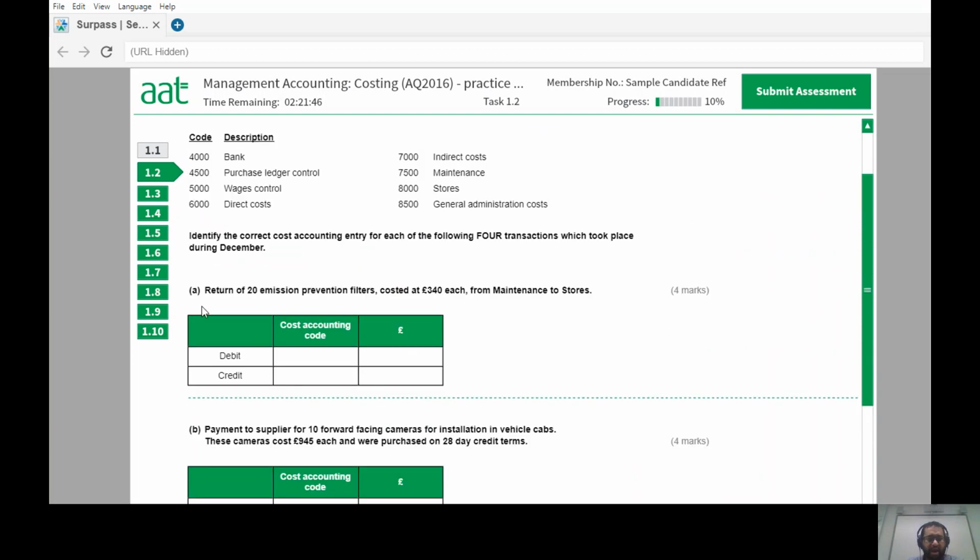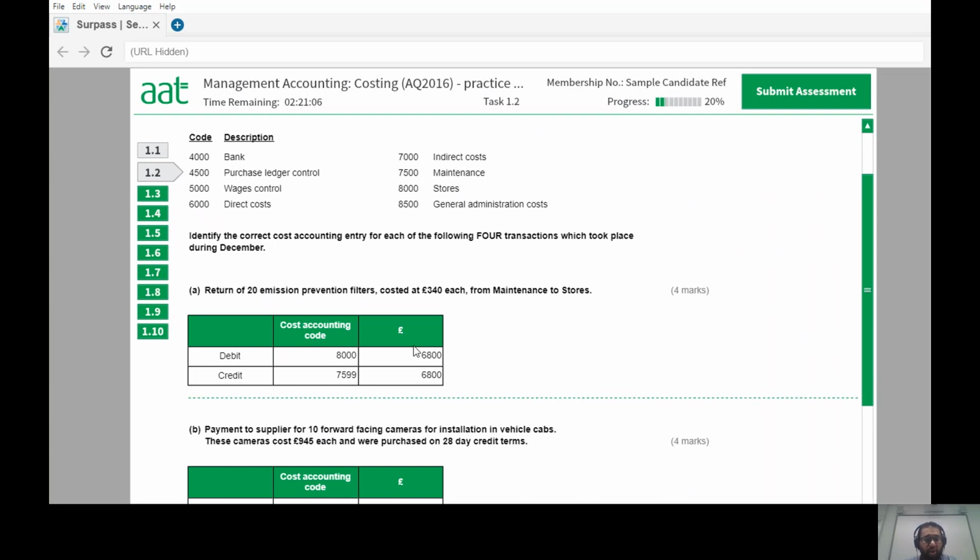Okay, so now if you look at that here, the return of 20 emission prevention filters costing £340 each. First, find out how much is the amount. 340 multiplied by 20. Okay, so we're going to have 6,800 here. So we're going to say 6,800 and 6,800. So that is the first thing. And what we're going to do, it's been returned from maintenance to store. So the store's receiving it. So find the store's 800,000 here and credit for the maintenance 7,500 because they are the people who are getting rid of it.